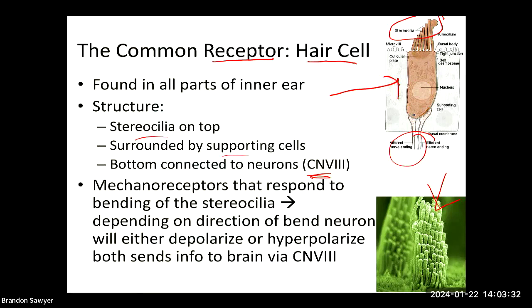These are mechanoreceptors, right? The nervous system receptors that respond to movement, mechanical stimulation. And so when they bend one way, that can cause depolarization of those neurons. Typically, when they bend back the other way, that causes hyperpolarization. And both those signals mean something to the brain, when the brain is either receiving more of a signal from that neuron or less of a signal.